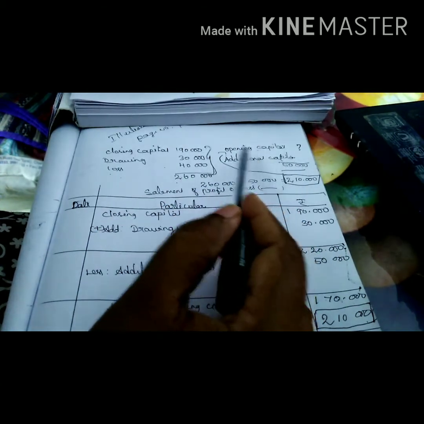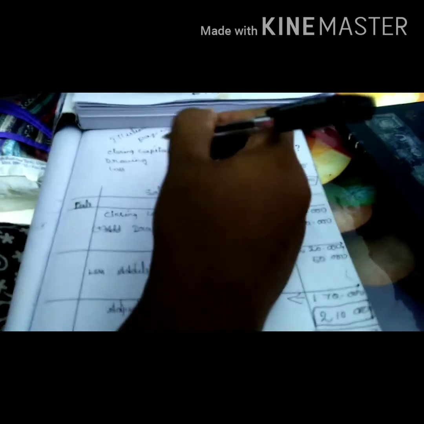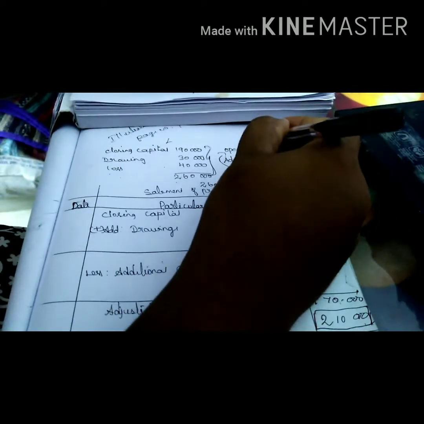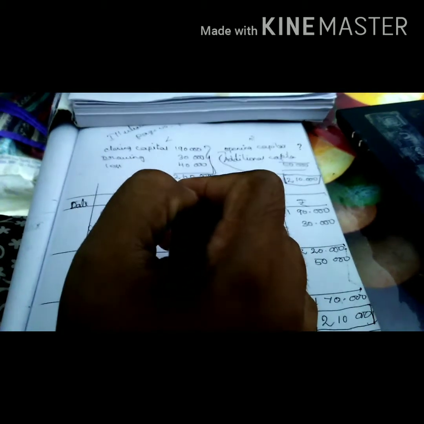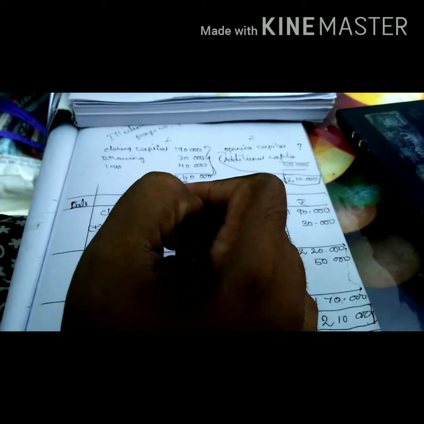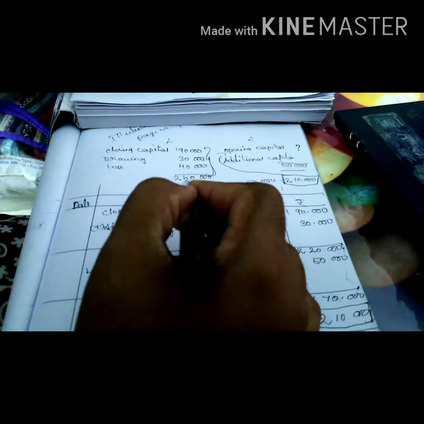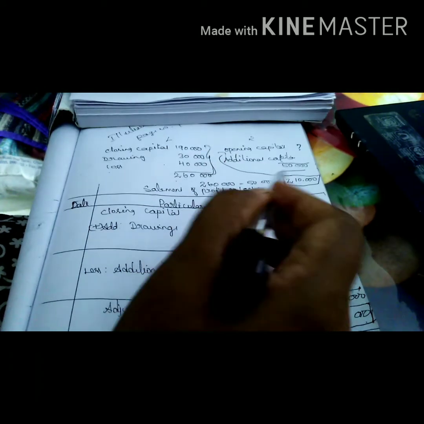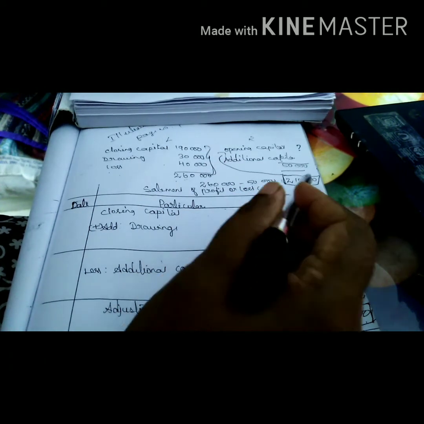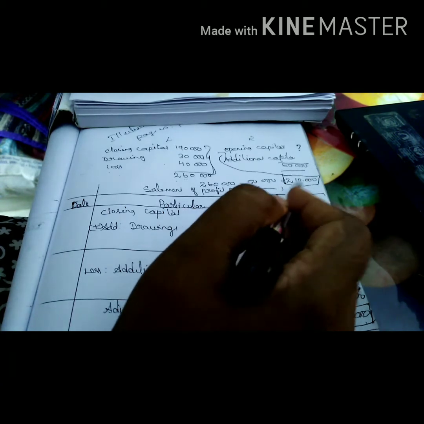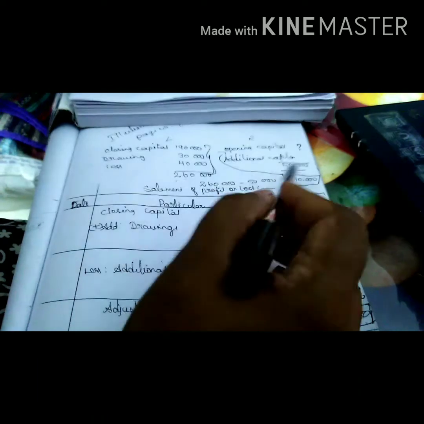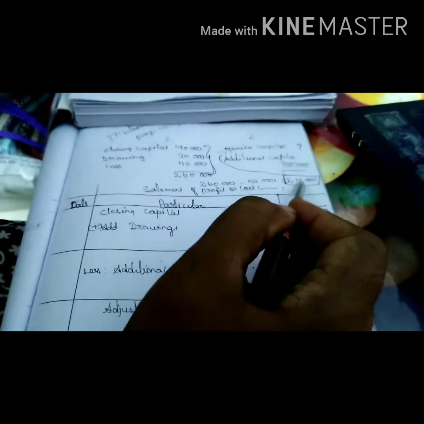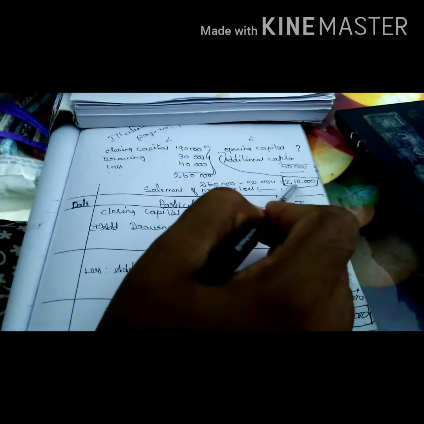Here, left side and right side. On the right side I have 50,000, on the left side I have 2,60,000. From the highest value I have to subtract the lowest value, and I get 2,10,000. This 2,10,000 is the missing information, which I found using this method. So the opening capital I found is 2,10,000.